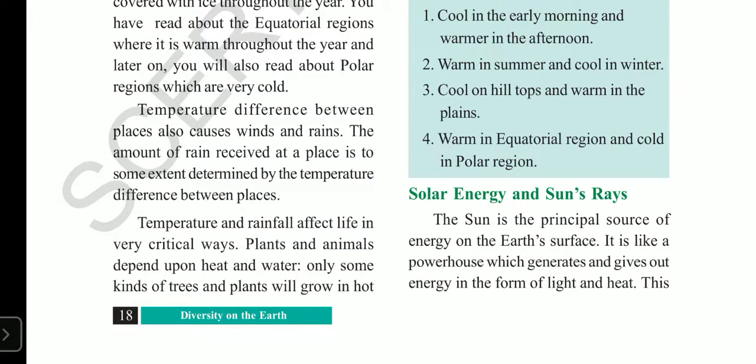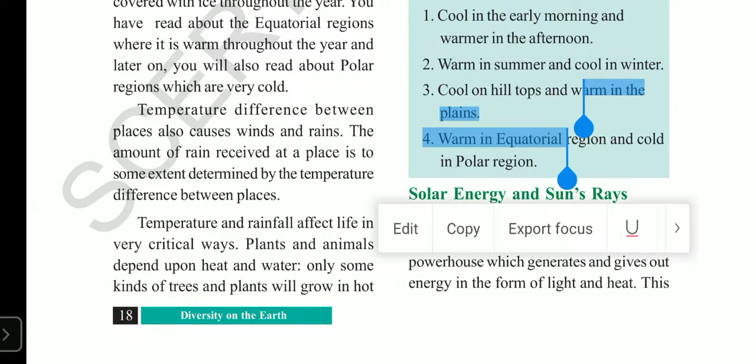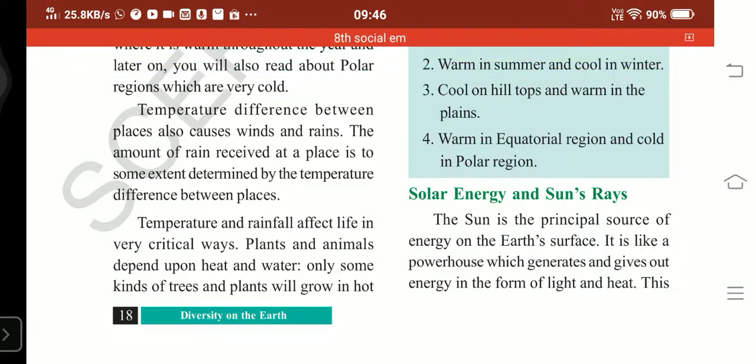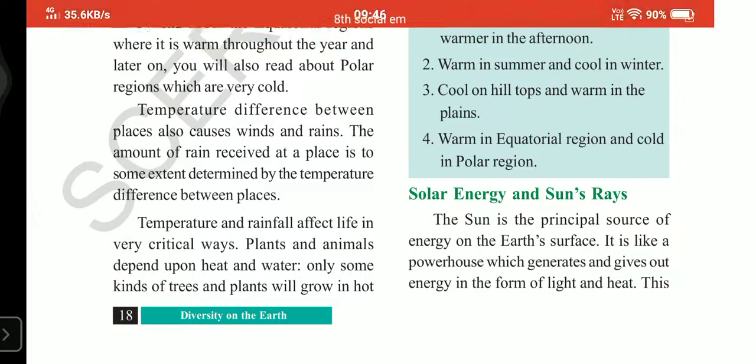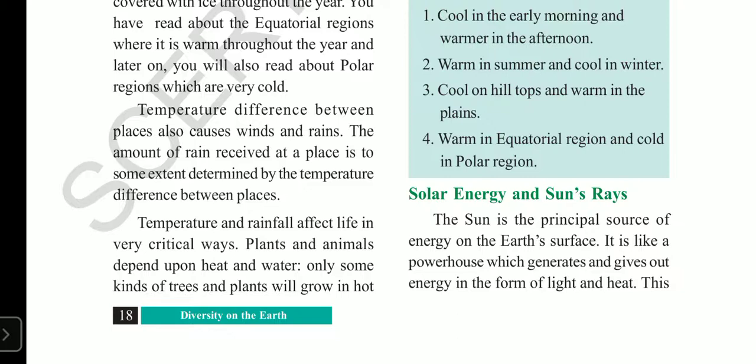The difference in temperature from one place to another will cause winds and rains. We know that winds are blowing, right? These blowing winds are formed due to the temperature differences between two places, and the rains also. The rain received at a place is also determined by the temperature difference between places. Some places have less temperature and some other places are somewhat hot.